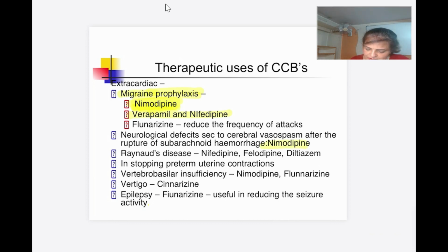Nimodipine, where else can we use it? It is used for neurological deficit due to cerebral vasospasm after the rupture of a subarachnoid hemorrhage. So it is post-rupture. When the subarachnoid hemorrhage is there following the rupture, at that time you are not supposed to give it. After that there will be vasospasm, which leads to neurological deficits. To prevent that we can give it. Then for peripheral vascular disease, Raynaud disease, in stopping preterm uterine contraction, then vertebrobasilar insufficiency, for vertigo, and for epilepsy. So these are the non-cardiac uses of the calcium channel blocker.